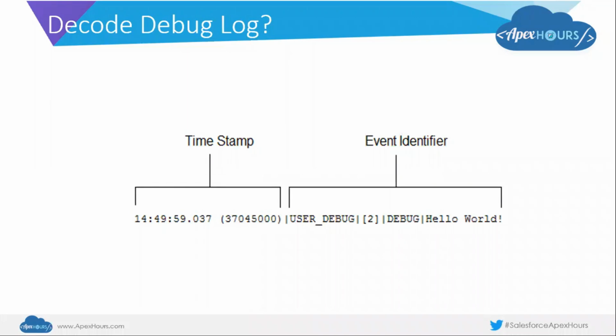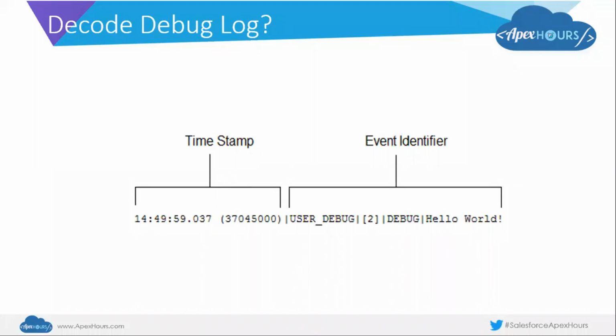If we divide this line into two top-level things, the first part, the numeric part, is the timestamp, and the second part is the event identifier. Let's break down each of these. The timestamp is again divided into two things. One is the time when your code has been run. In parentheses, you are seeing the same value in nanoseconds. In the event identifier, the first block, USER_DEBUG, shows whether it's a user debug or a system debug.